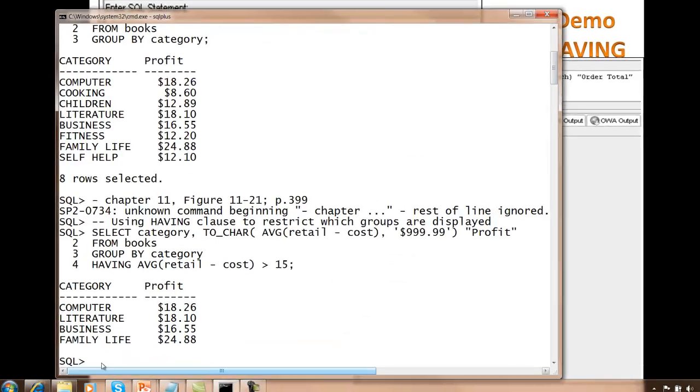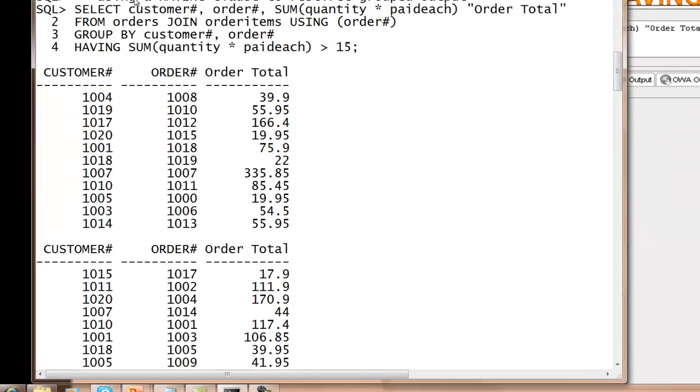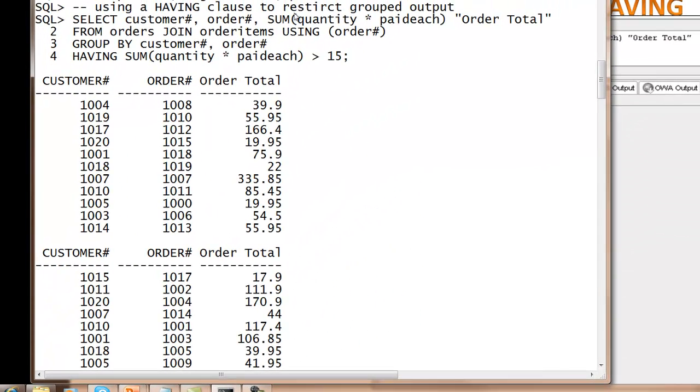I want to run those same things from the command line. Here is 11-22 using the where, group by, and having clauses. Everything together, the one we just ran, where the publication date is greater than this date. Group it by category because you've got category here. It's not a group function. Having an average retail minus cost greater than 15, and it produced two results.